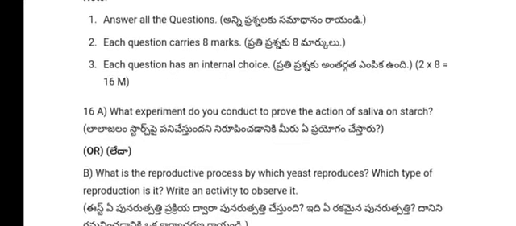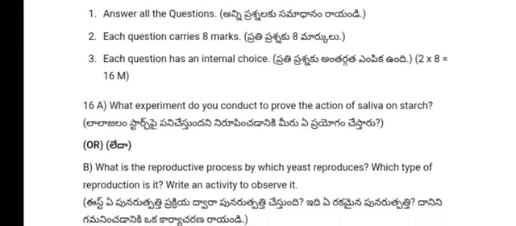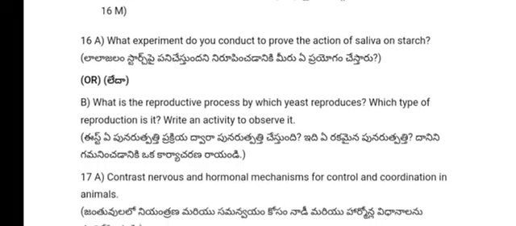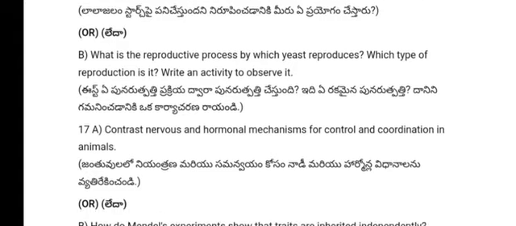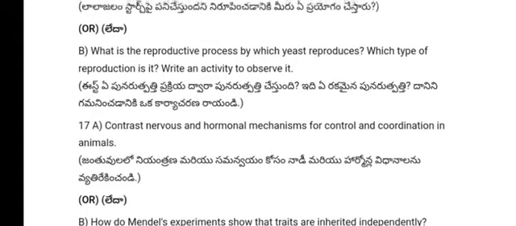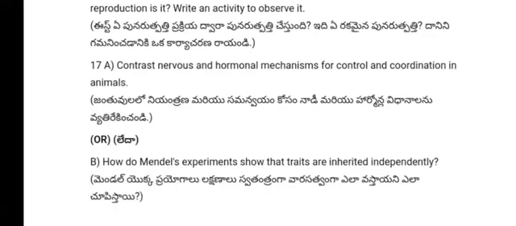17a. Contrast nervous and hormonal mechanisms for control and coordination in animals. Or, B. How do Mendel's experiments show that traits are inherited independently?